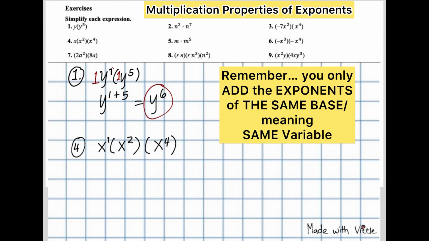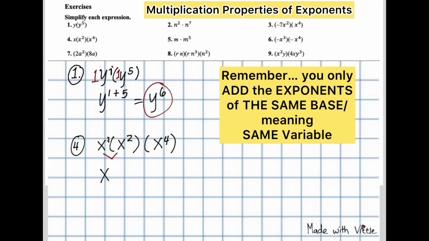x times x to the second power times x to the fourth. Multiply the first two x's. Add their exponents. Then multiply by the x to the fourth. Add their exponents. Final answer is x to the seventh power.